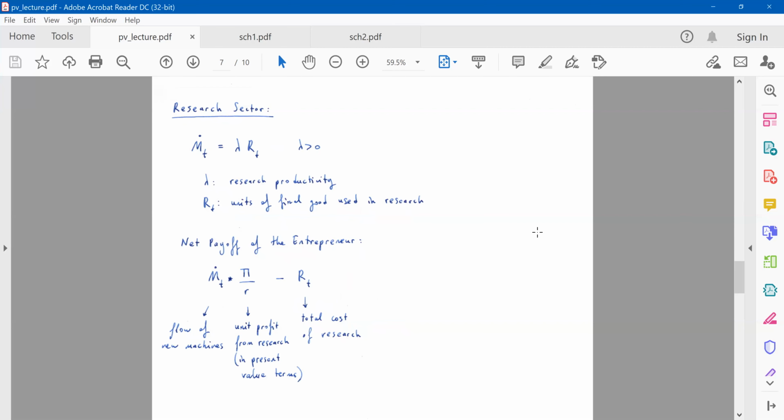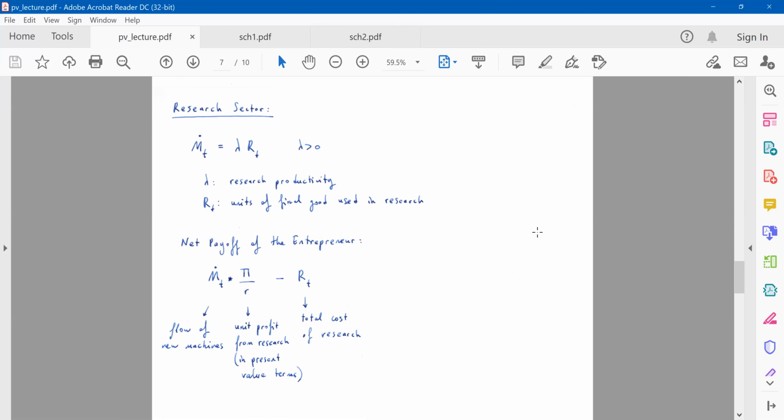Okay, now the third sector is the research sector. So now we're going to talk about technology, right? And here the idea is this. So let me first describe the story informally, then we look at the math. So the idea is this. In this economy, there will be entrepreneurs. Okay, so some agents will be prospective entrepreneurs, and what they want to do is to invent a new machine.